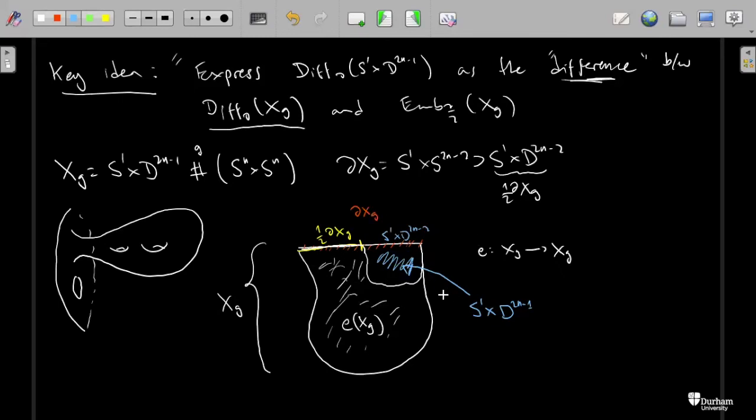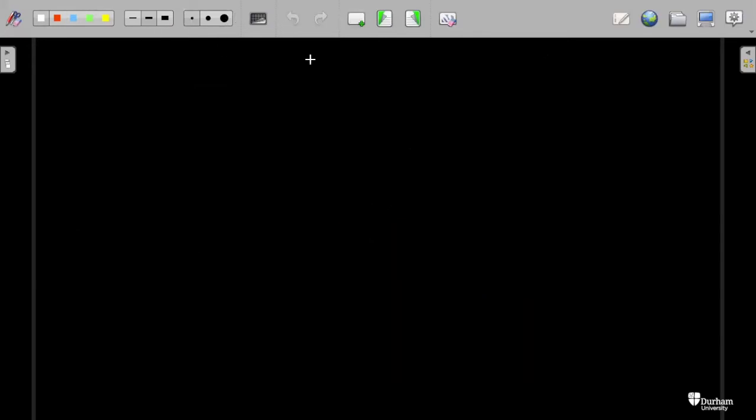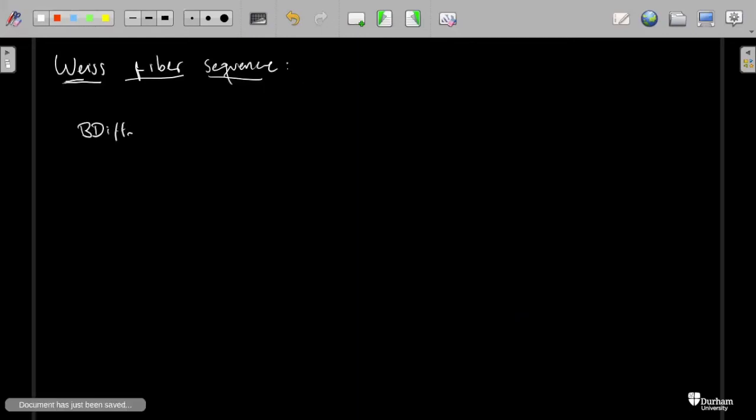Now, more precisely, what one gets is the following. Here's the Weiss fiber sequence. Weiss is named after Michael Weiss. And it's just expressing the idea that I mentioned. So there is a fibration sequence like this.